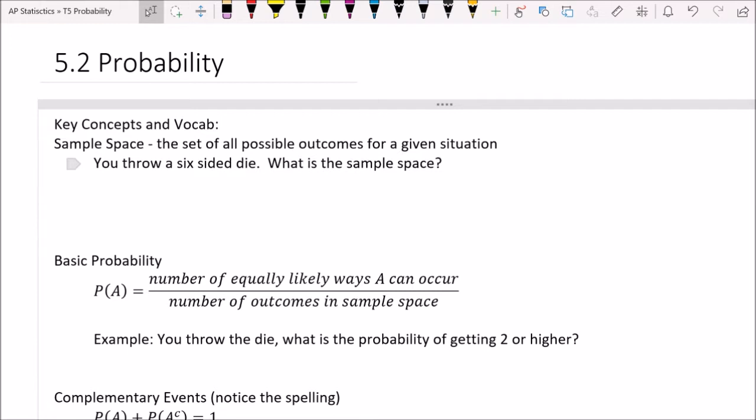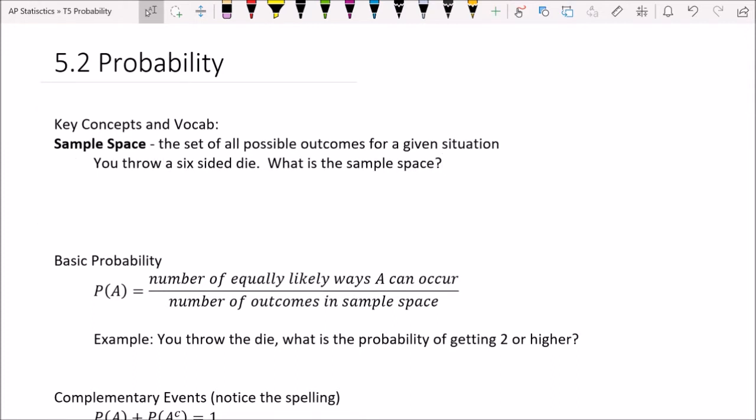The first thing we're going to talk about today is just the concept of a sample space. Sample space is a very simple concept. It's just the set of things that could happen. So let's do an example and get right into it. You throw a six-sided die, we're talking dice, right? And we want to know what is the sample space of that. Remember, the sample space is the set of all the possible outcomes for a given situation.